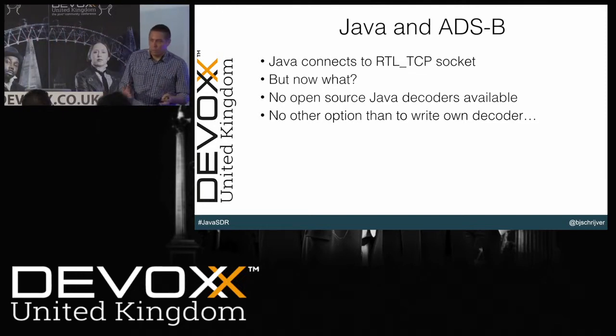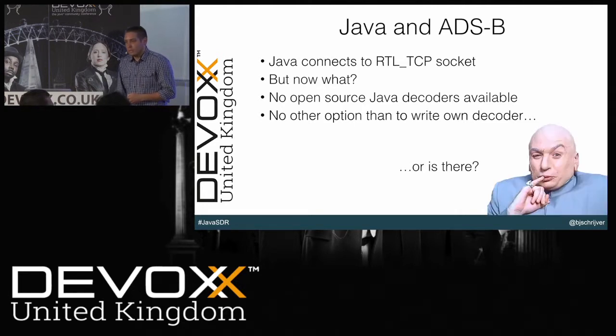It seems like I have no other option than to write my own decoder, which I really do not fancy, since there's all kinds of difficult decoding stuff in there. No other option, or is there? We've got closed source, we've got Java, think evil. Any ideas? Of course, we can decompile the living daylights out of it.